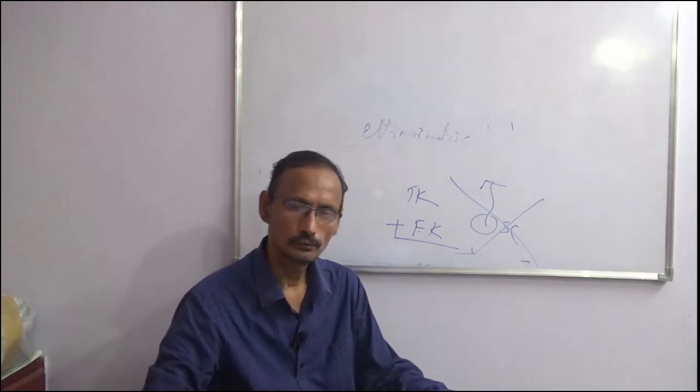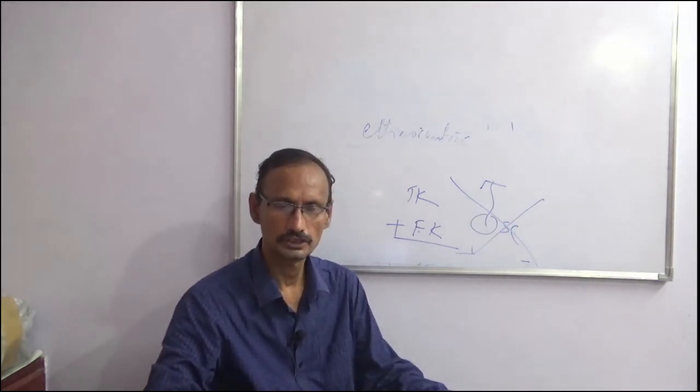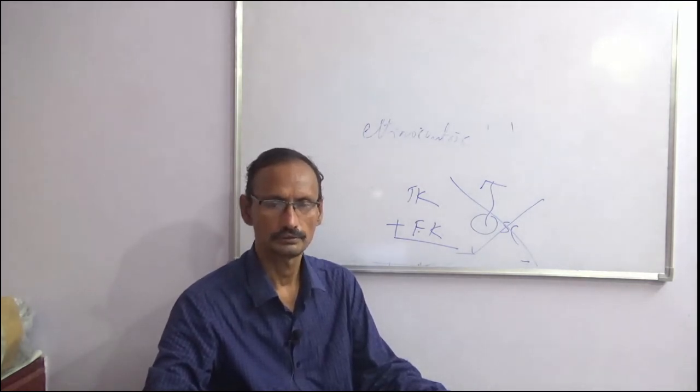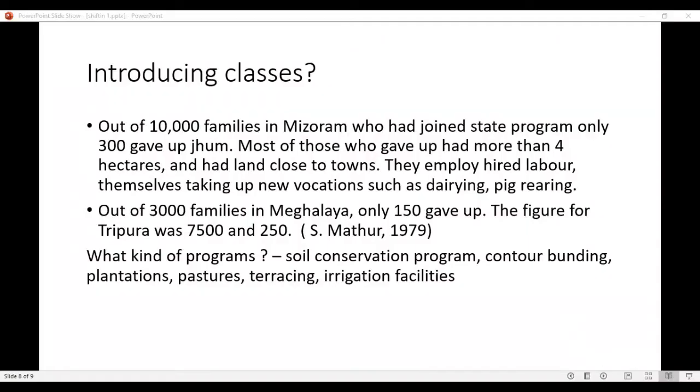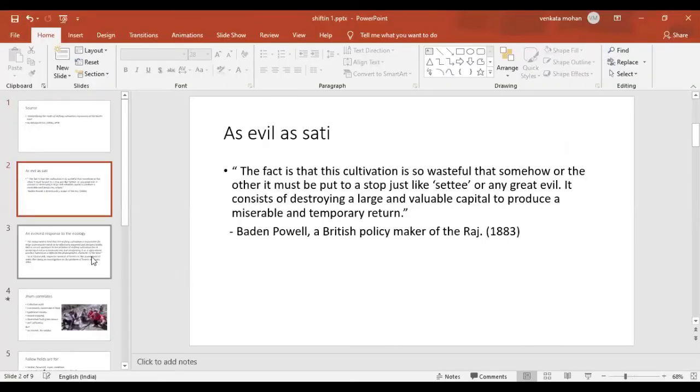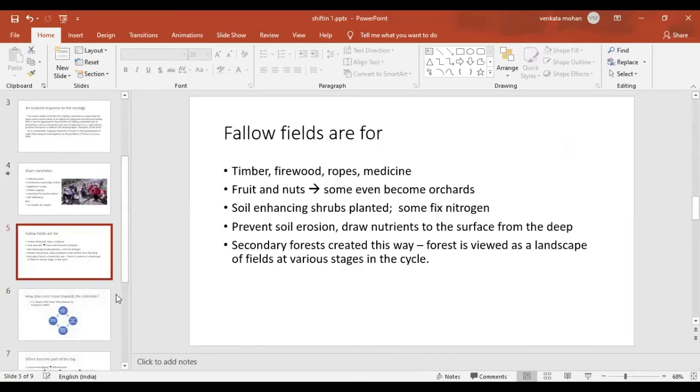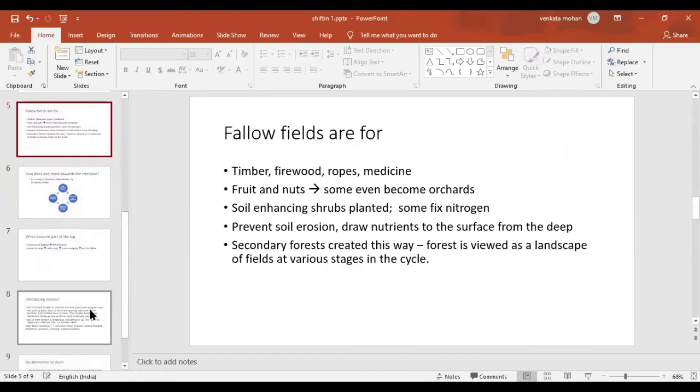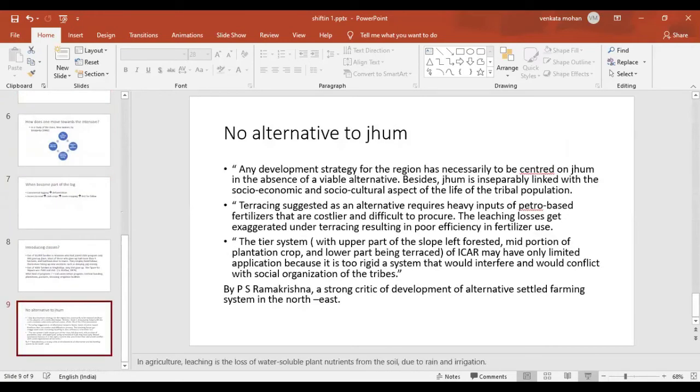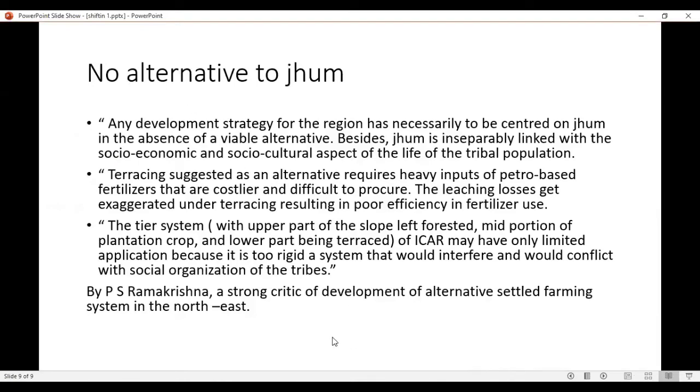So one critic who examined this change had this to observe. He says that Jhum is the way. And some of the things they tried, for example, terracing, requires high inputs and more leaching takes place.